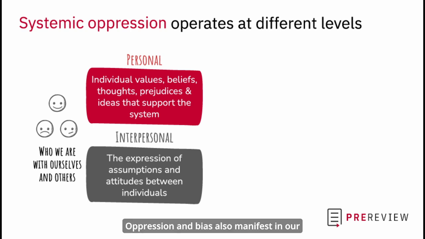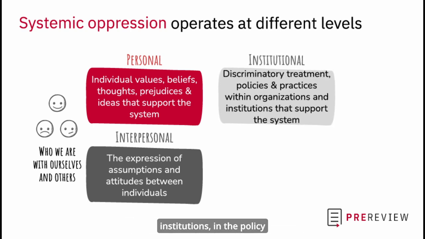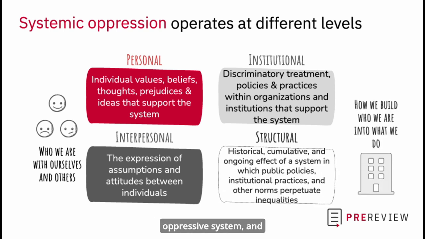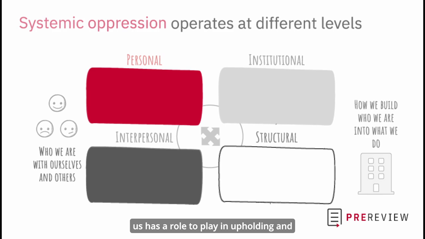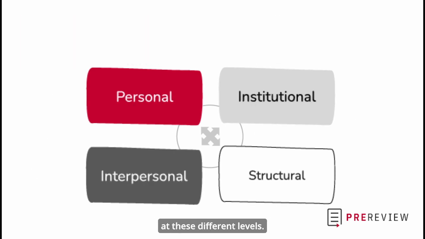Oppression and bias also manifest in our institutions, in the policy and practices kept alive in the organizations that reinforce that oppressive system, and all those policies, practices, beliefs, and prejudices tend to become norms at the core structural level of entire societies. This is not surprising as it is the result of how we as individuals build who we are into what we do. All these levels are there as interconnected parts of a complex system, and each one of us has a role to play in upholding and dismantling these systems at these different levels.